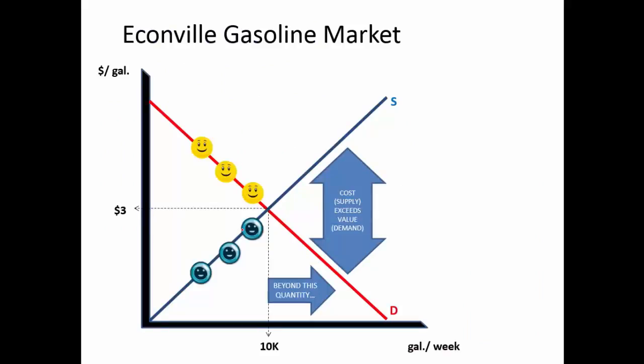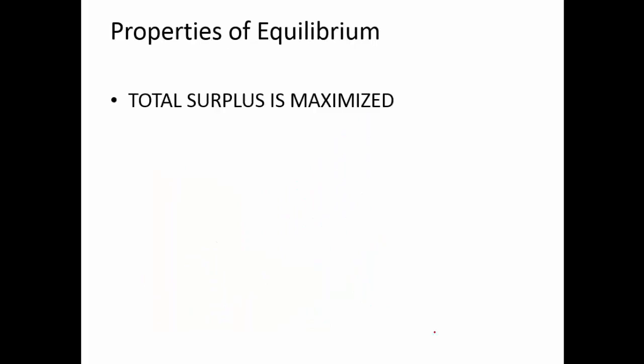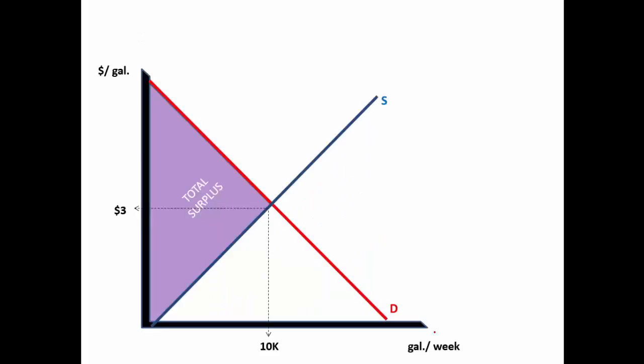Okay, and again, the process ends when we're back at equilibrium, because to have any more transactions, the cost of producing it exceeds the value to consumers. So we stop when we reach equilibrium, and we've kind of maximized the benefits we can get from producing and consuming this product. And that takes us to our conclusion. We'll talk about properties of equilibrium. Total surplus is maximized, and total surplus is just a way of visualizing the gains to buyers and sellers.